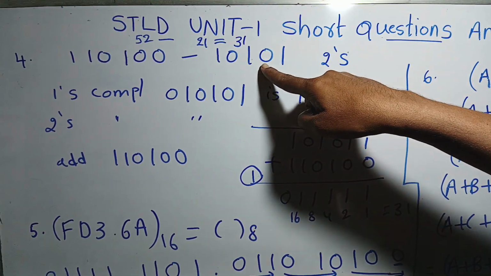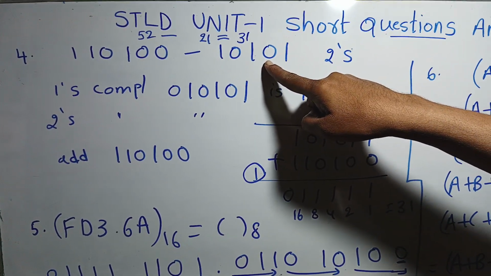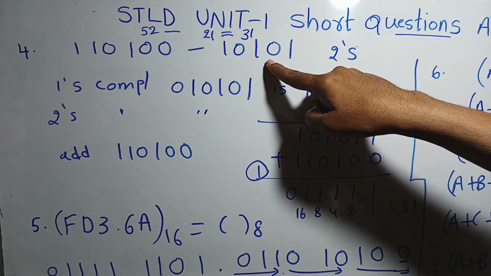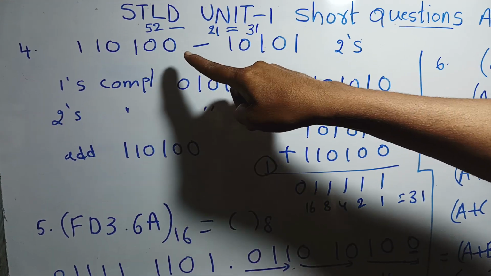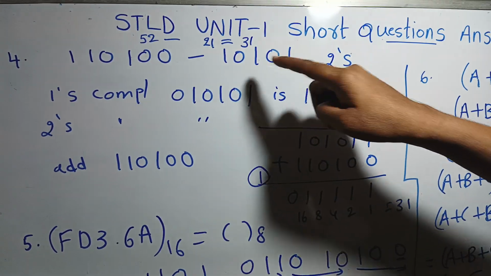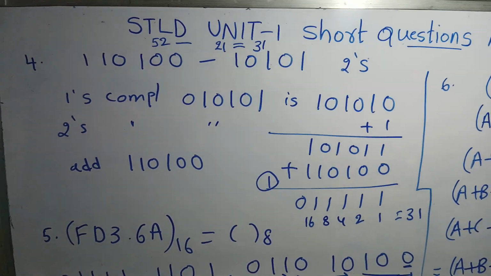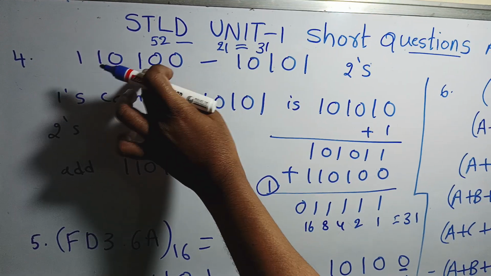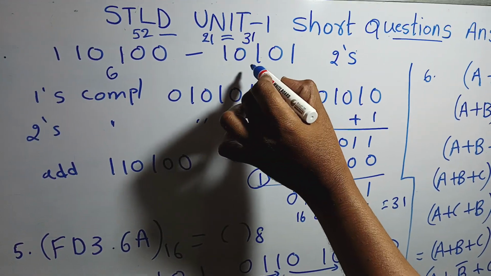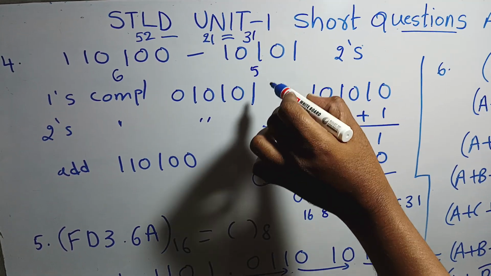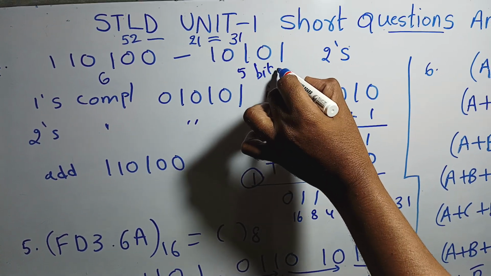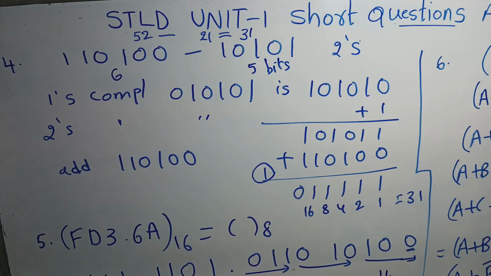Same type question, fourth question, same as a 2's complement. You can simplify this question: 110100 minus 10101. Here the number of bits: 1 2 3 4 5 6, 6 bits are there. Here we have 5 bits, 10101, 5 bits. So always you can check, equal number of bits required.